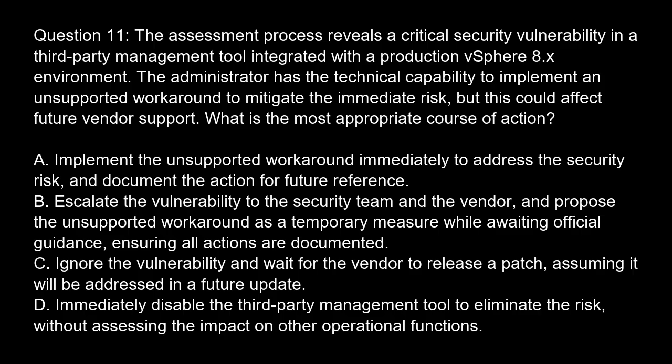Option A. Implement the unsupported workaround immediately to address the security risk and document the action for future reference. Option B. Escalate the vulnerability to the security team and the vendor, and propose the unsupported workaround as a temporary measure while awaiting official guidance, ensuring all actions are documented. Option C. Ignore the vulnerability and wait for the vendor to release a patch, assuming it will be addressed in a future update. Option D. Immediately disable the third-party management tool to eliminate the risk, without assessing the impact on other operational functions.